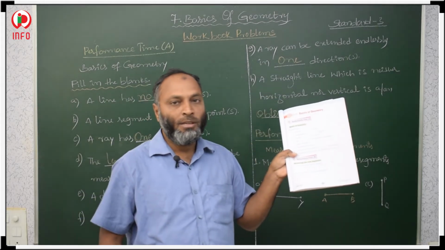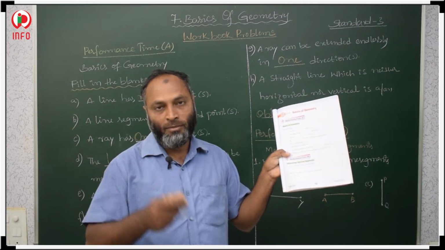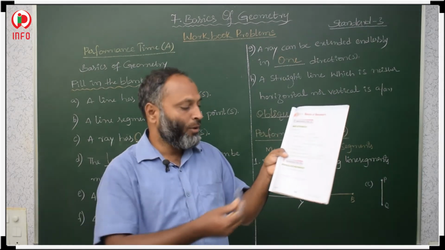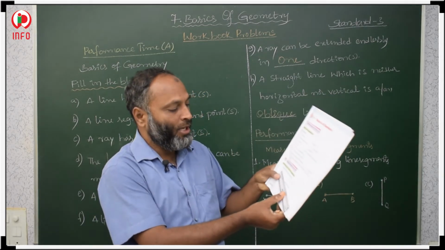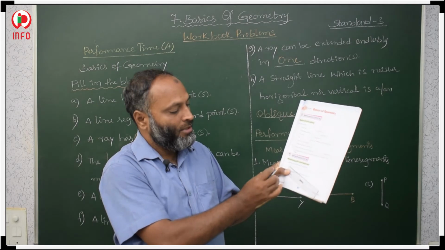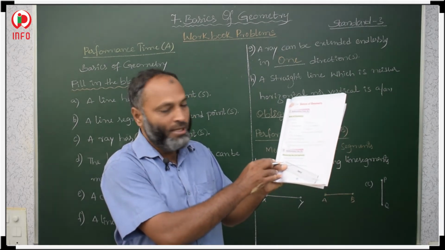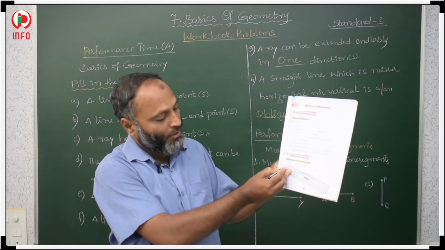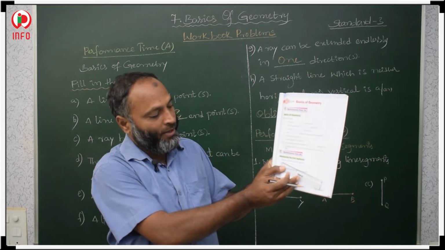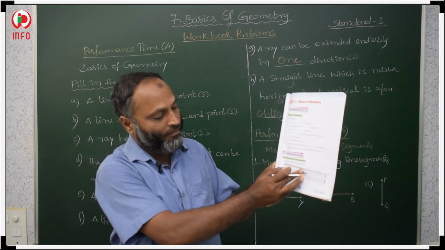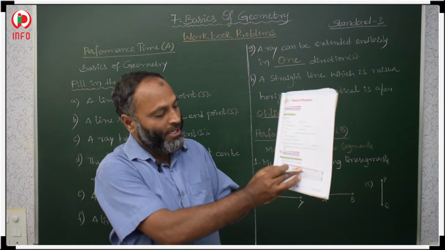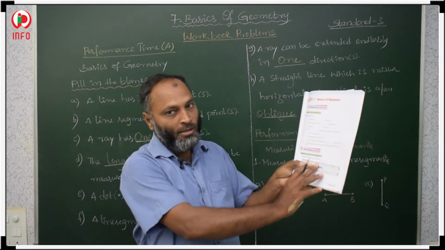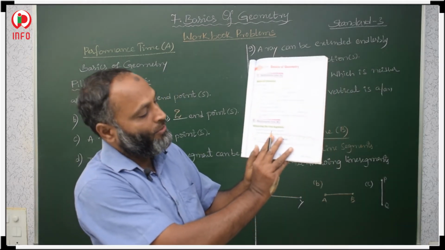How to measure? We have to take a ruler, a scale or ruler, and we have to keep the ruler on XY. So how to keep? Wherever the 0 mark is there on that scale, that should coincide with X, and we have to keep it straight along this line. The initial point, that is the X point, should coincide with 0.